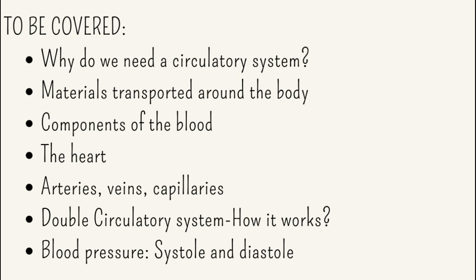And then we're going to discuss exactly how double circulation takes place, and why it takes place in our body. In humans we have double circulation, which means that the blood passes through the heart twice. So obviously deoxygenated blood, and then oxygenated blood, right? And then we're going to look at blood pressure, meaning systole and diastole. So that's the plan for the things that we are going to get into.